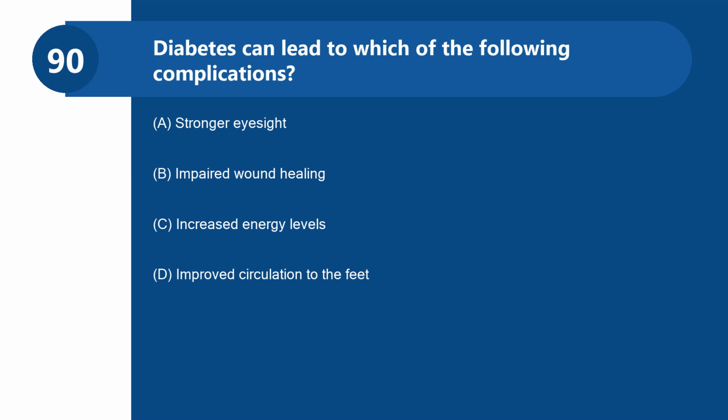Question 90. Diabetes can lead to which of the following complications? Option A, stronger eyesight. Option B, impaired wound healing. Option C, increased energy levels. Option D, improved circulation to the feet. The correct answer is Option B, impaired wound healing.